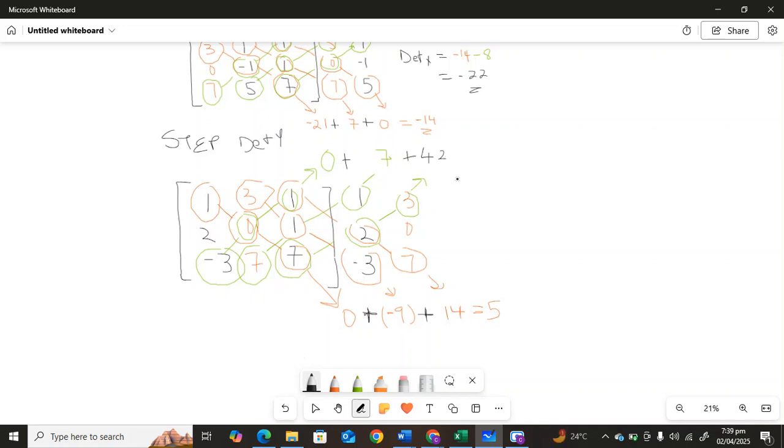Okay. So you're going to say 0 plus 7 plus 42. That gives us 49. So the determinant for y, remember, leading diagonal. So this number at the bottom. Always remember, the one at the bottom comes in front, okay? So you say 5 minus 49. That will give us negative 44.